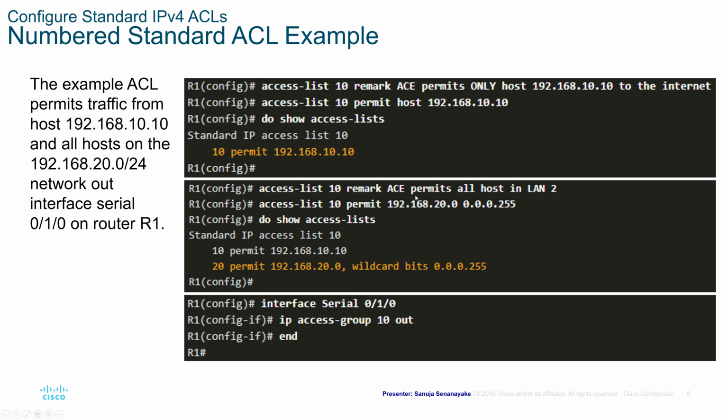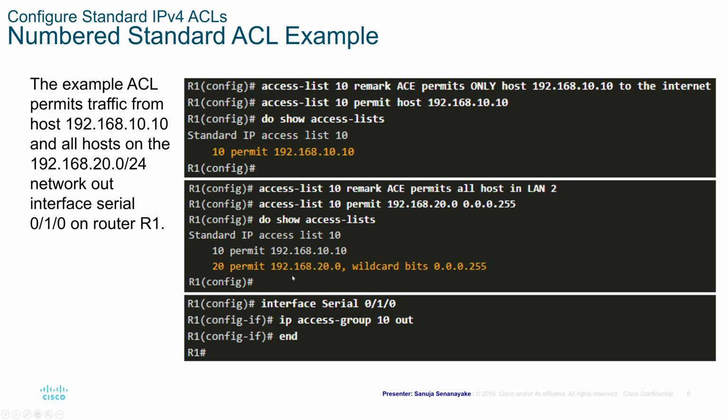The access-list 10 remark ACE permits all hosts in LAN 2. That's another entry we're going to create in access list 10. So access-list 10 permit 192.168.20.0 with the wildcard mask 0.0.0.255. Now if you run this, it shows those two entries right here on access list 10. We have this permit and then this permit.